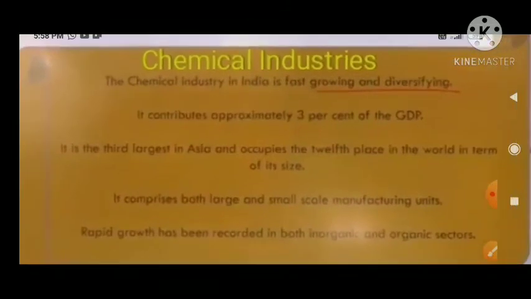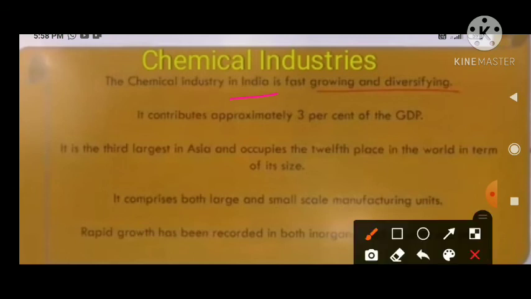The third part of the mineral industry is chemical industries, and this is also a very crucial industry in our economy. The chemical industry in India is fast growing and diversifying. It is the fastest growing industry in India, and it is spread all over India. It contributes approximately 3% of GDP.